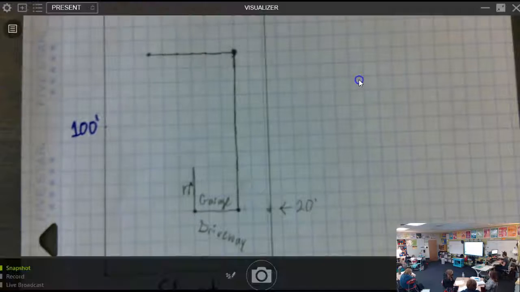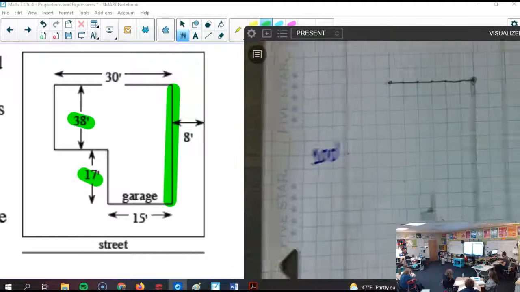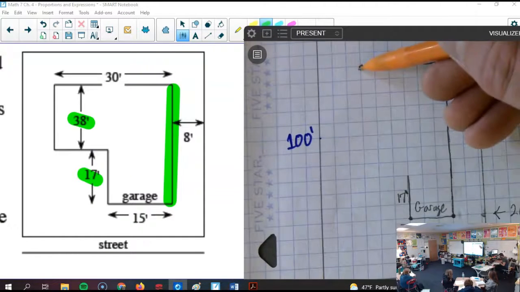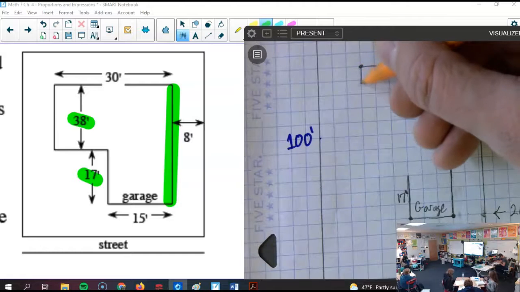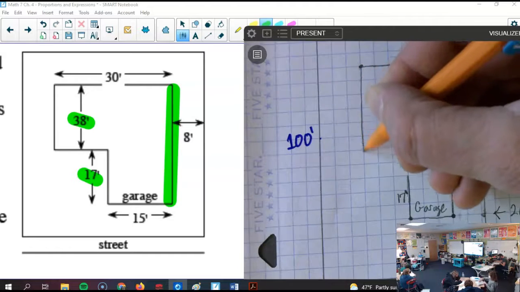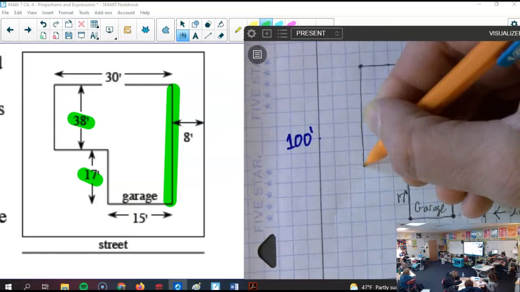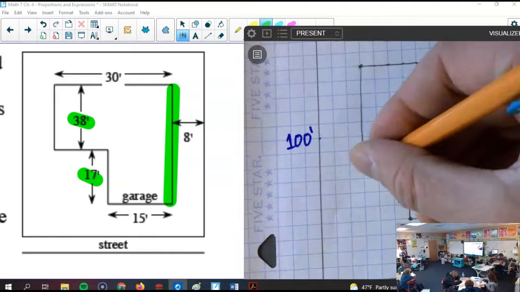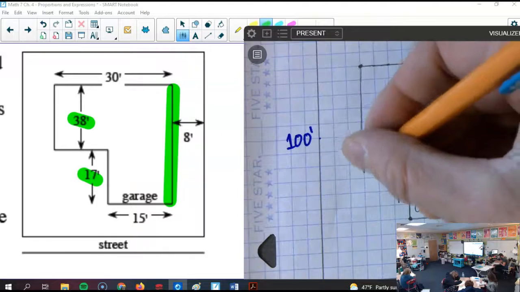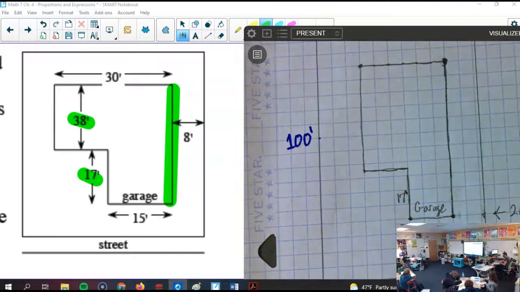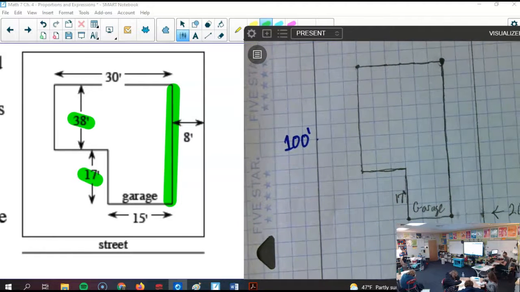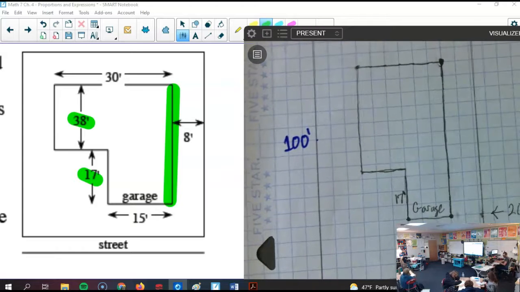So, if we finish out this drawing, 38, how many boxes is 35? 7. 1, 2, 3, 4, 5, 6, 7. So then to go 38, I'll go a little bit more, a little over half. Same thing here, and then connect these. Boom. So then it's going to be up to you. How big is your bedroom? How big is your kitchen? How big is your living room? Right? You got to pick the floor plan.